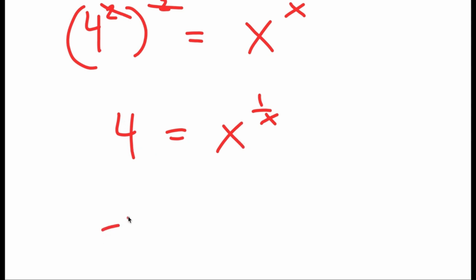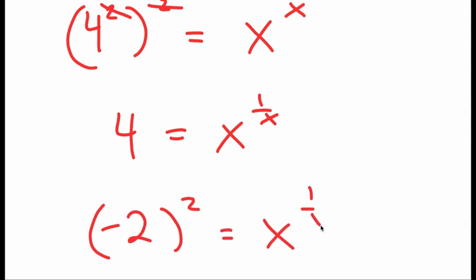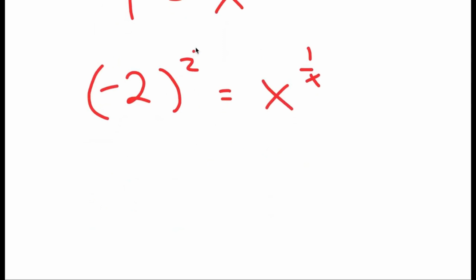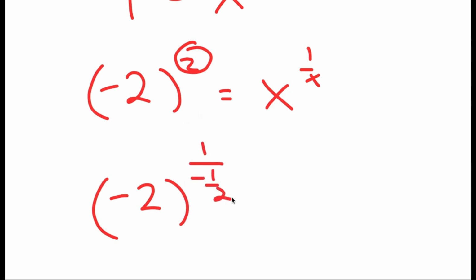Now 4 is the same thing as -2 squared. And 2, our exponent here, I can rewrite as 1 over -1/2. And I have this times -1. So I have 1 over -1/2 times -1.